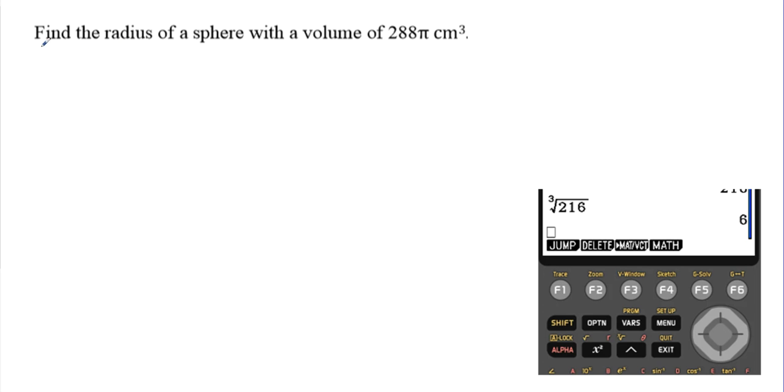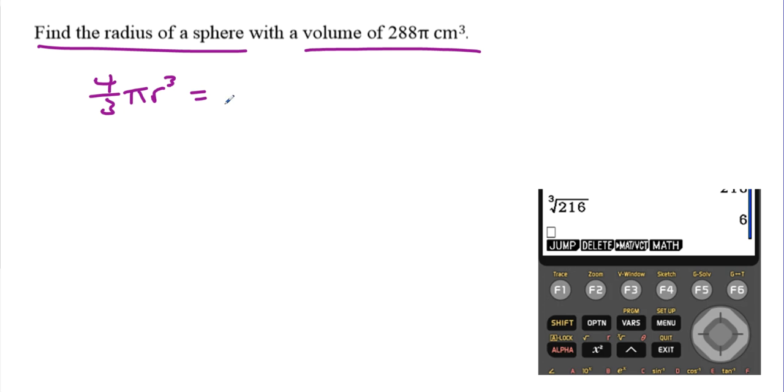This one is the hardest of the bunch. Find the radius of a sphere with a volume of 288 pi. So pay attention on this one. First thing you want to do is write your formula down. 4/3 pi r cubed. Well, that's simply equal to 288 pi. First thing you can do is get rid of the pi's. Those annoy you. Then to get rid of a fraction, you're just going to multiply by its reciprocal on both sides.